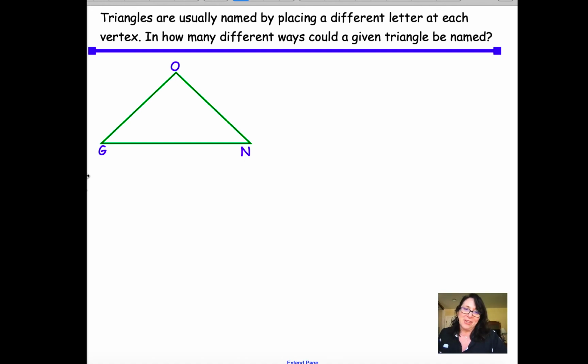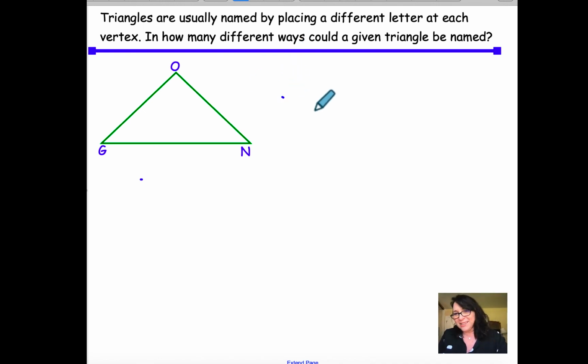Okay, so what we have here are the letters of a triangle. And you think of how many different ways we can rewrite this triangle with different letters, right? And you think, if not just using the letters, of course, ONG, NGO, or GNO, if I used any letters of the triangle, how many different options do I have?